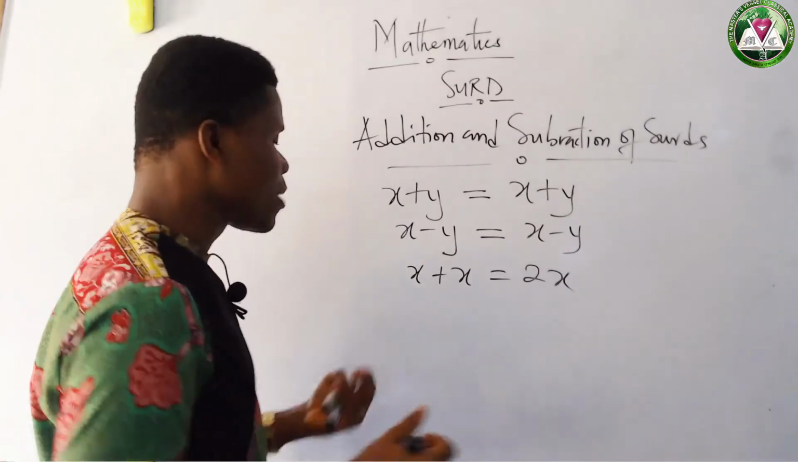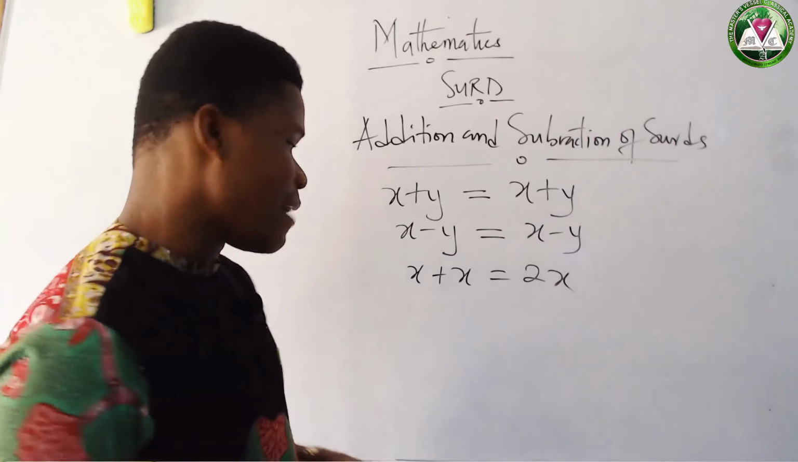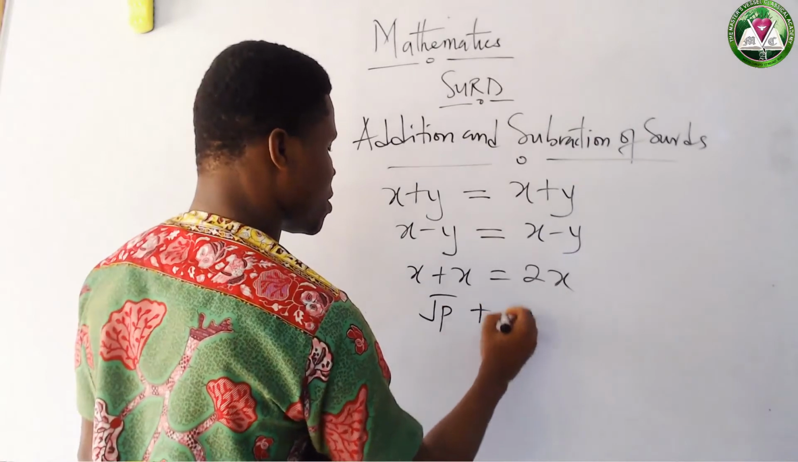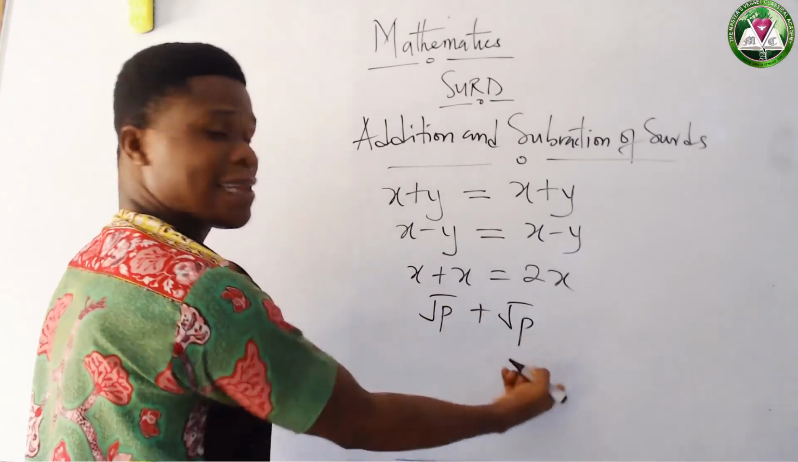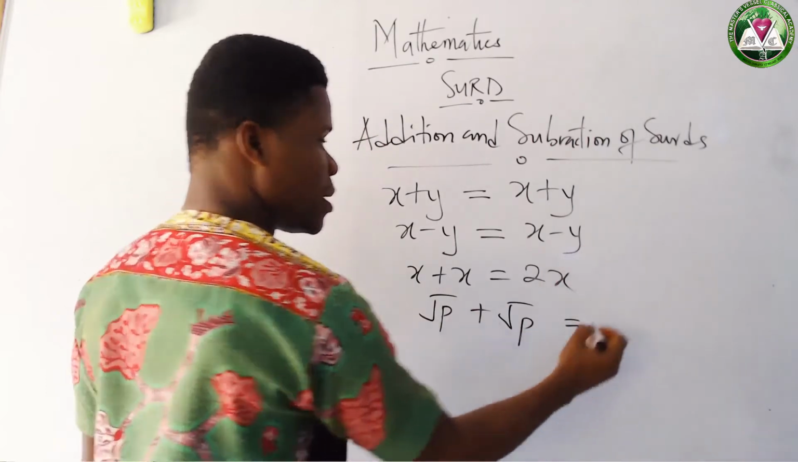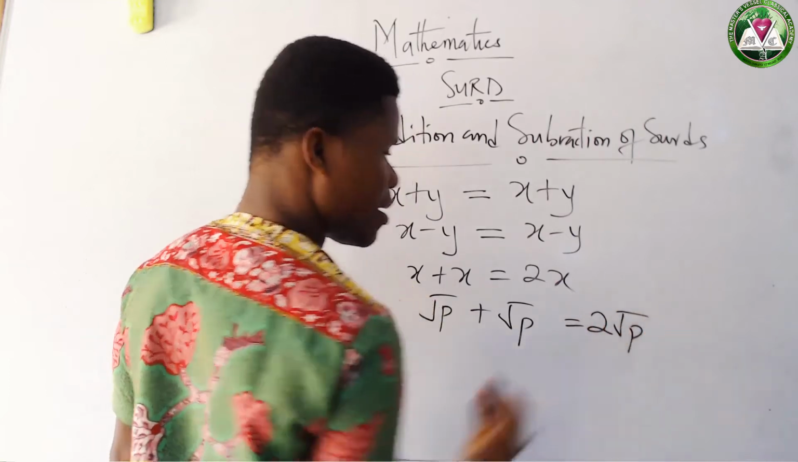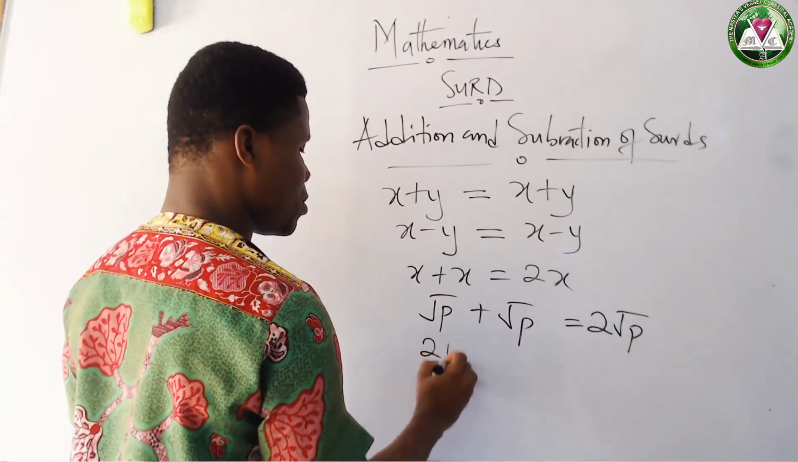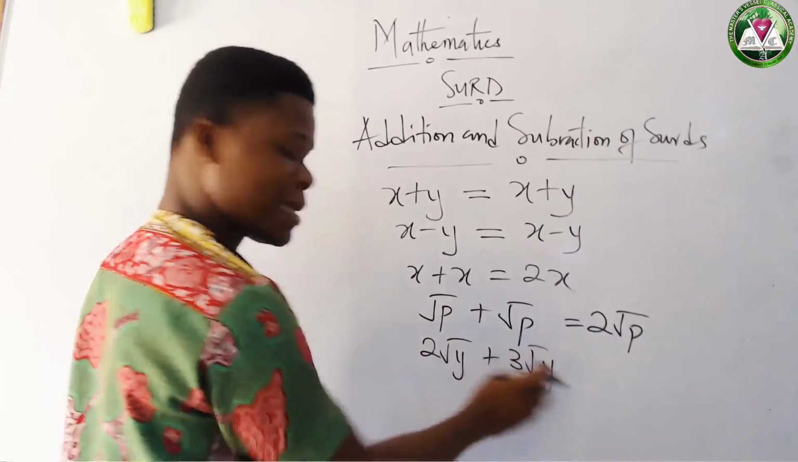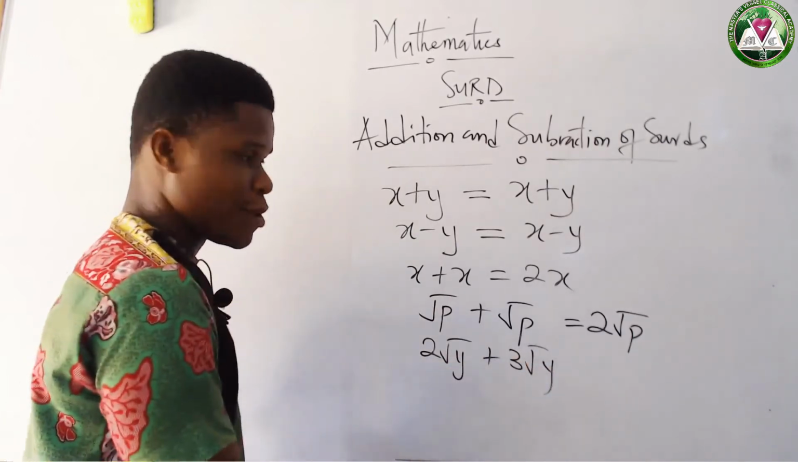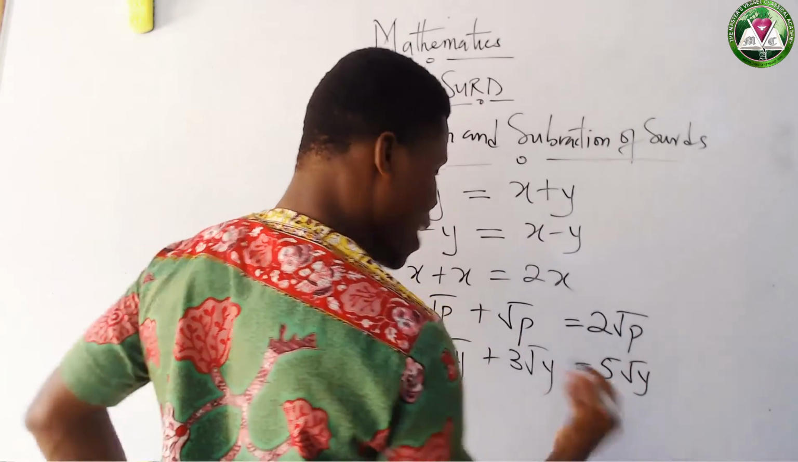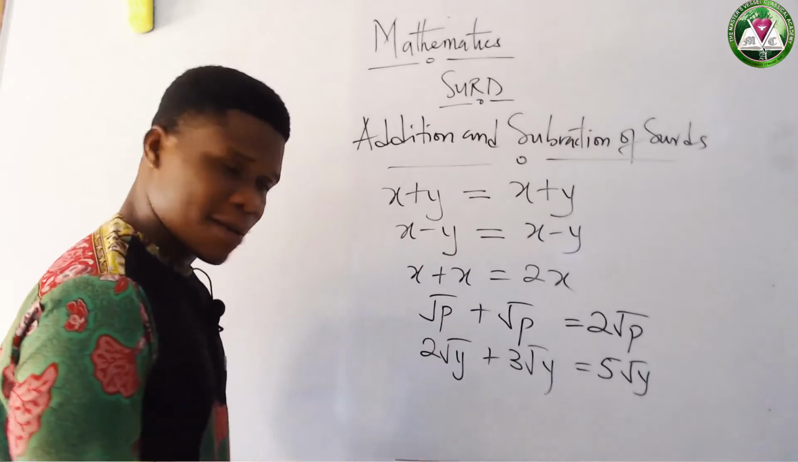So what I'm trying to say is that, for example, if we have root p plus root p, you can see they are like terms, the same p in the root. How many root p's do we have here? 2 root p. If I have 2 root y plus 3 root y, you can see they are like terms, y. So you add the numbers outside, 2 plus 3 gives us 5 root y. This is for the addition, with like terms.